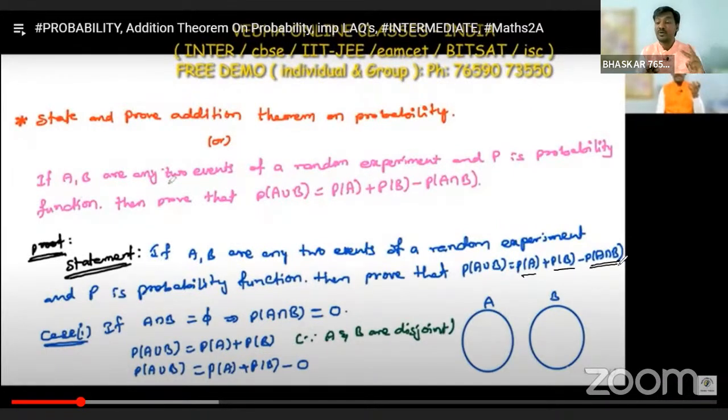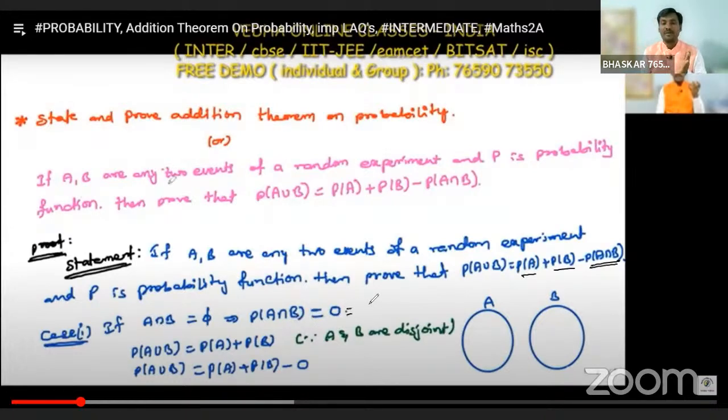We prove it in two cases, case 1 and case 2. What is case 1? If A and B are not intersecting, that is, A intersection B is phi, the null set. Then how to prove this? And if A and B are intersecting, how to prove that? This is the concept here. If A intersection B is equal to phi, then what is the probability here?